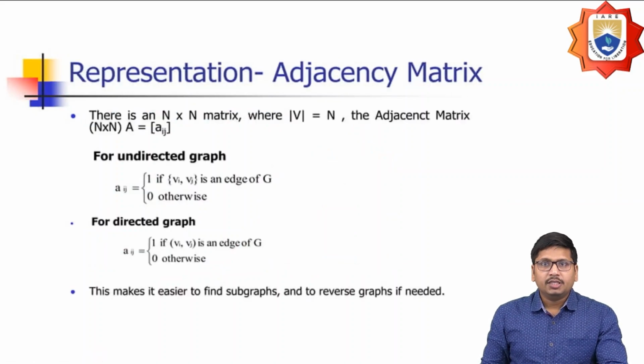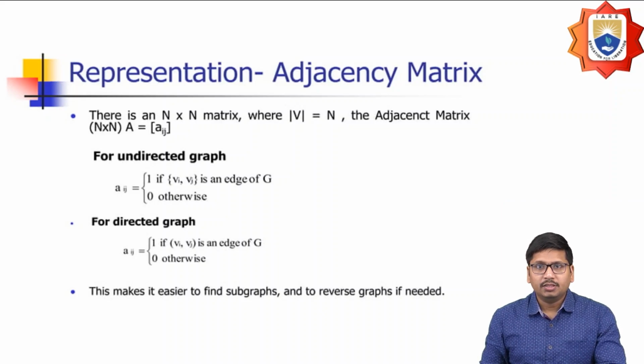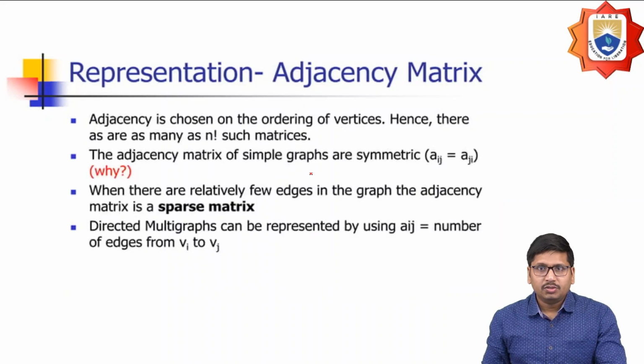Now how is the adjacency matrix going to be represented? For an undirected graph, the matrix is filled with zeros and ones, and for a directed graph also it is zeros and ones, whenever there exists an edge between them. In the adjacency matrix, the vertices should be chosen in order, and the directed multigraph should be represented accordingly.